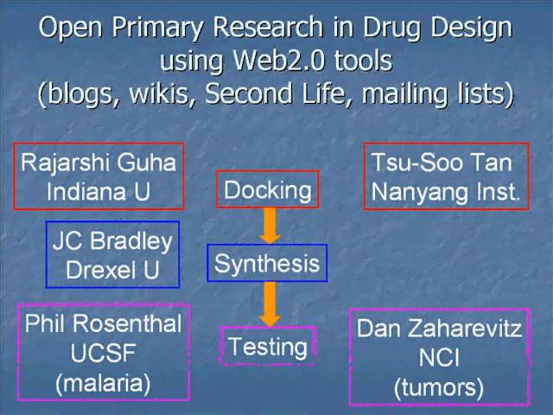Once we make those compounds, we ship them off to various places. Recently, Phil Rosenthal at UCSF is kind enough to do testing against falcipain 2, the enzyme that he's isolated in his lab, as well as general antimalarial activity. So we're trying to do this as openly as possible, and that's sort of the idea. Can we do drug development in a completely open way?